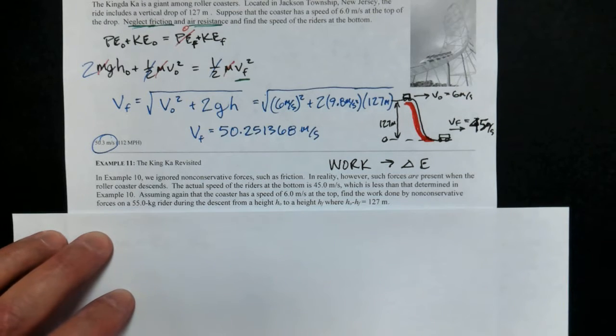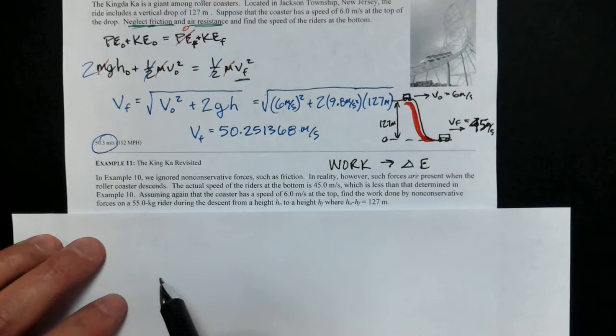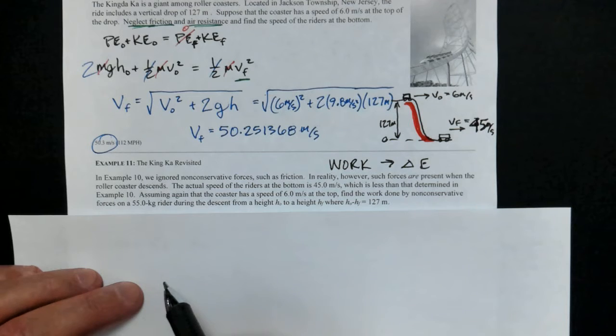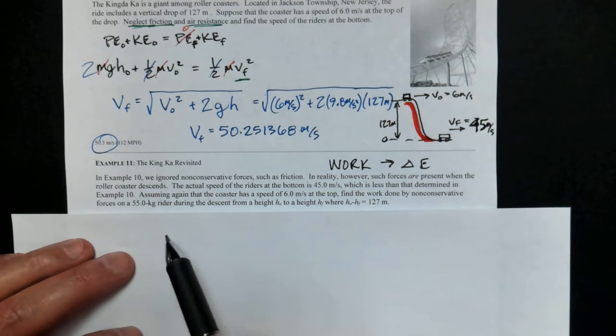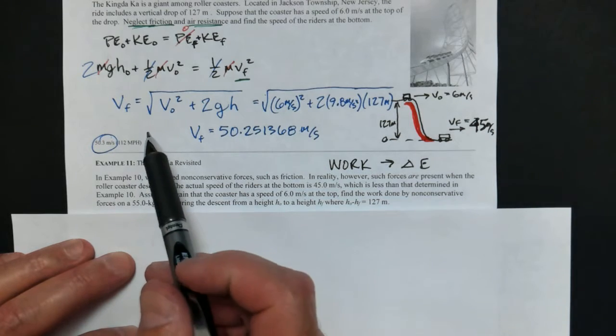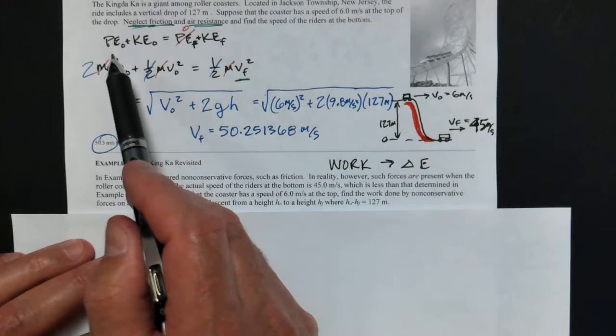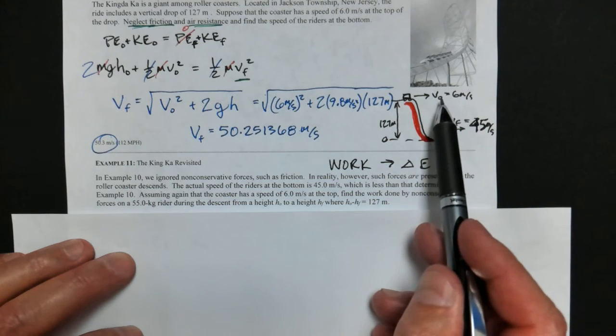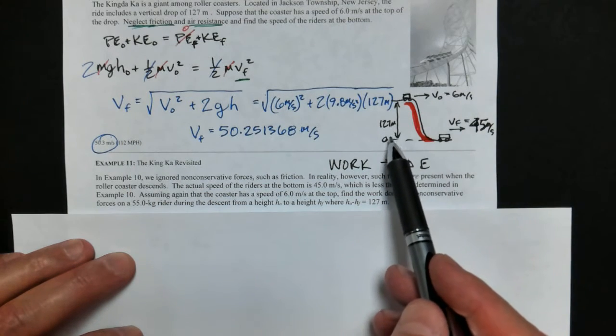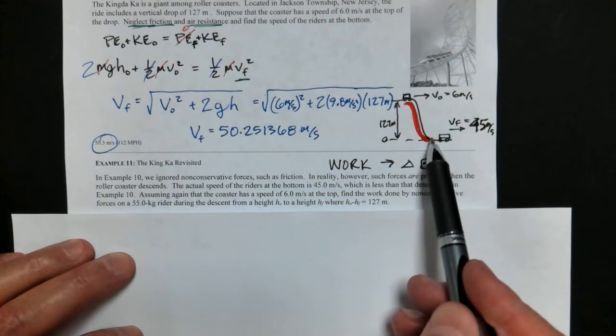Hey there, physics folks. In this video, we're going to take a look at the second part of the practice problem for non-conservative forces and energy conversions. So in the first part, we had a roller coaster that had no friction and no air resistance, and it was moving at 6 meters per second. It was going to drop 127 meters, and we needed to find the speed at the bottom.